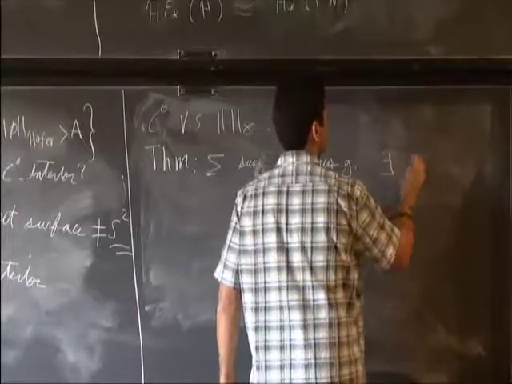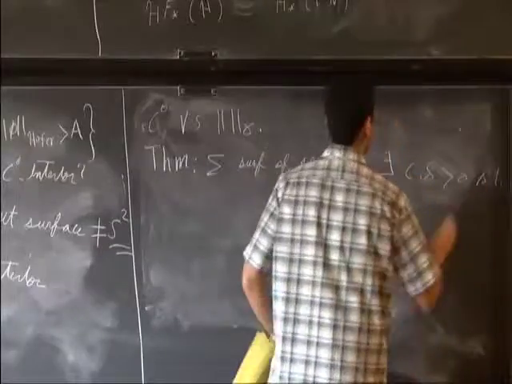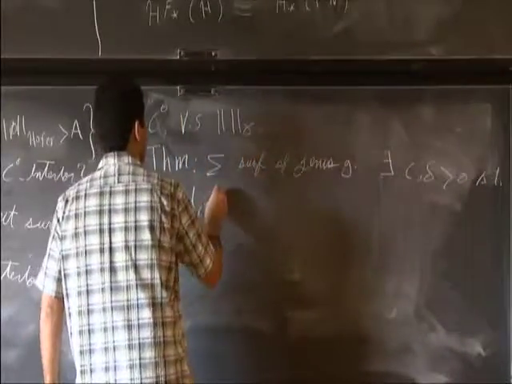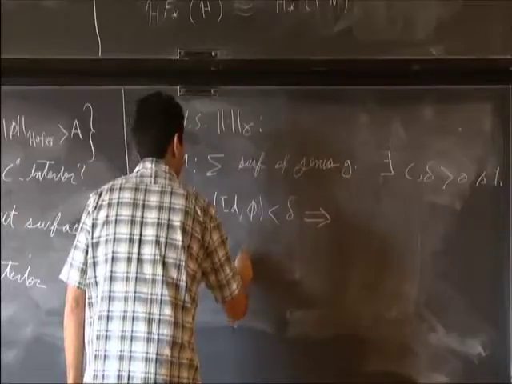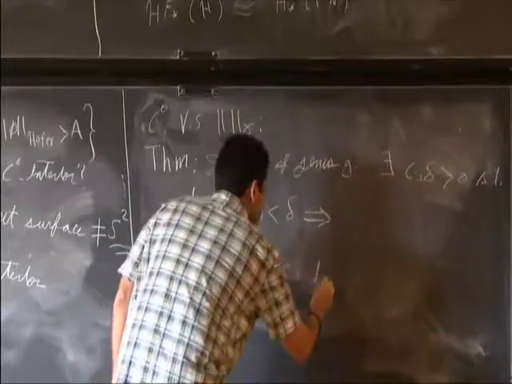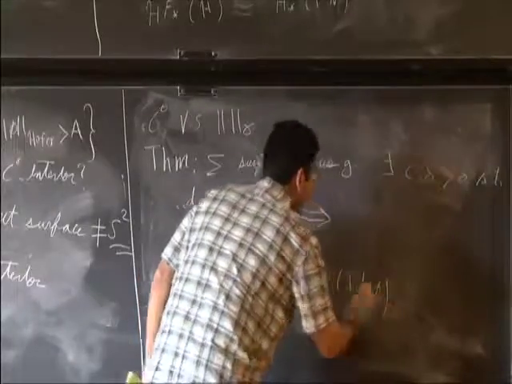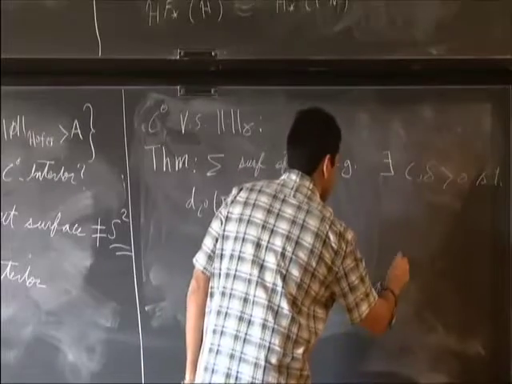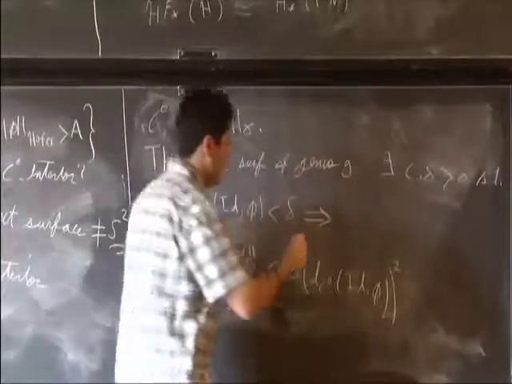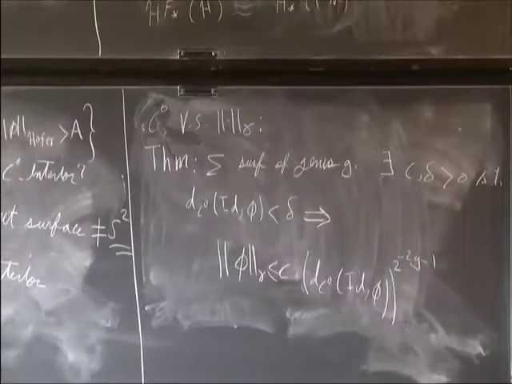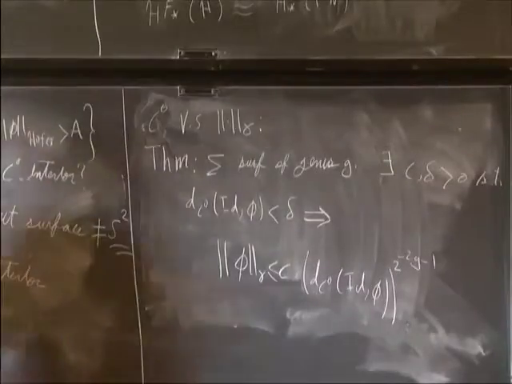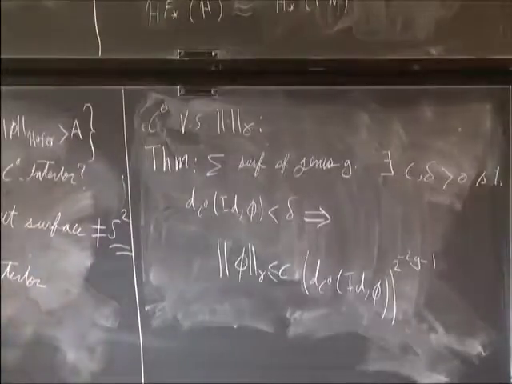Then there exist constants C and delta larger than 0, such that if the C0 distance of phi from identity is less than delta, then you get that the spectral norm of phi can be bounded by C times the C0 distance of phi from identity. Okay, so this is what I was hoping to show, but this is what I could do. So you have to raise this to the power 2 to the power minus 2g minus 1. So the spectral norm on surfaces is also C0 continuous. And I don't have any time to say anything about the proof of this one. That's it. Thank you.